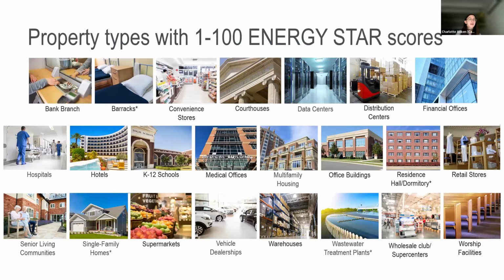The list of property types that are eligible to earn the Energy Star score. You'll note that not every property type is on here. I think there are 85 total. So this is really just a sample of the most common buildings that have data behind them. Building types with an asterisk are not eligible for Energy Star certification, however, which is the recognition that I mentioned if a building has an Energy Star score of 75 or higher.